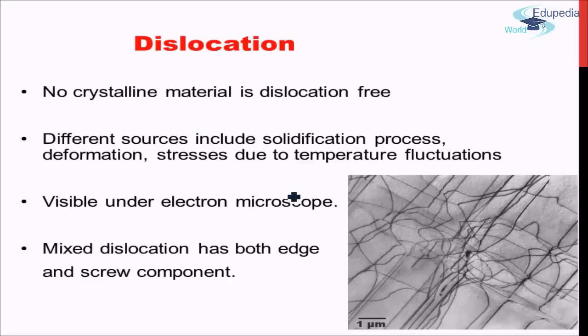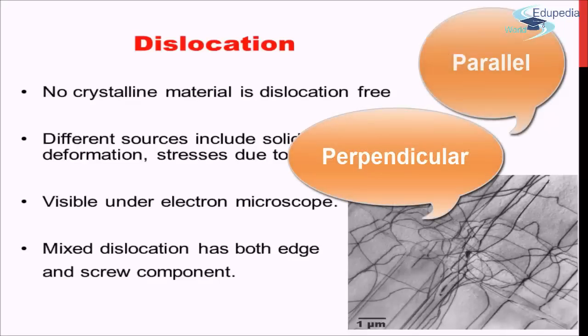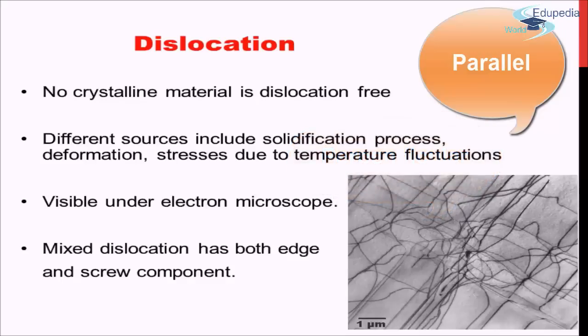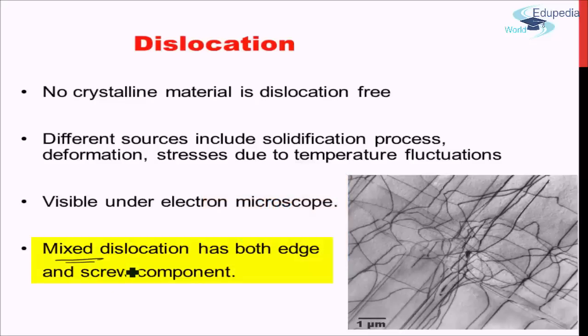And in addition to screw dislocation and edge dislocation, if we have a dislocation which has both a screw component and an edge component, in other words, if a dislocation is neither perpendicular nor parallel to the Burgers vector, then the type of dislocation which we have is a mixed dislocation, which has a component of edge dislocation and a component of screw dislocation. So mixed dislocation can be said to be the third kind of dislocation.